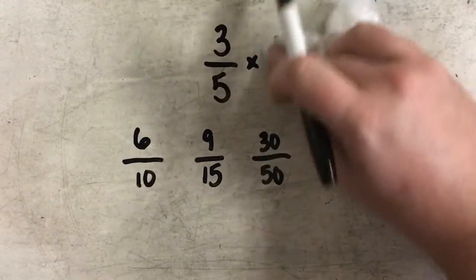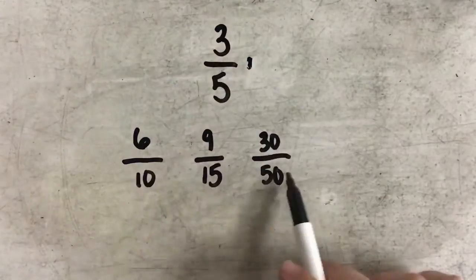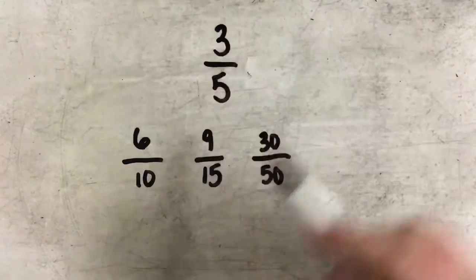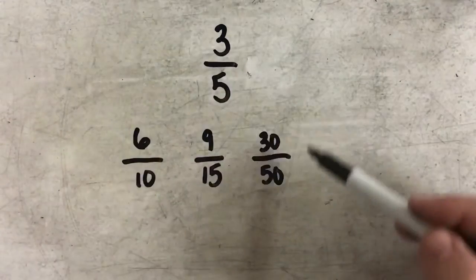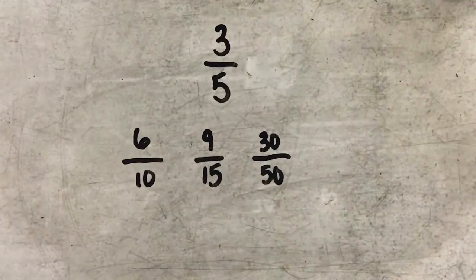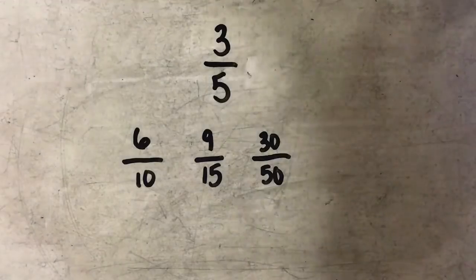Now, all of these fractions here are equal to 3/5, but they're also equivalent to each other. So all of these fractions represent the same amount.